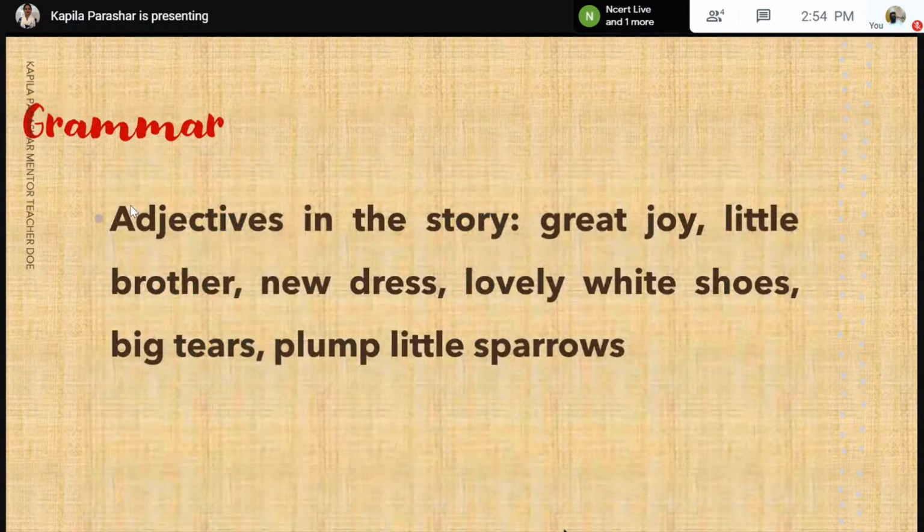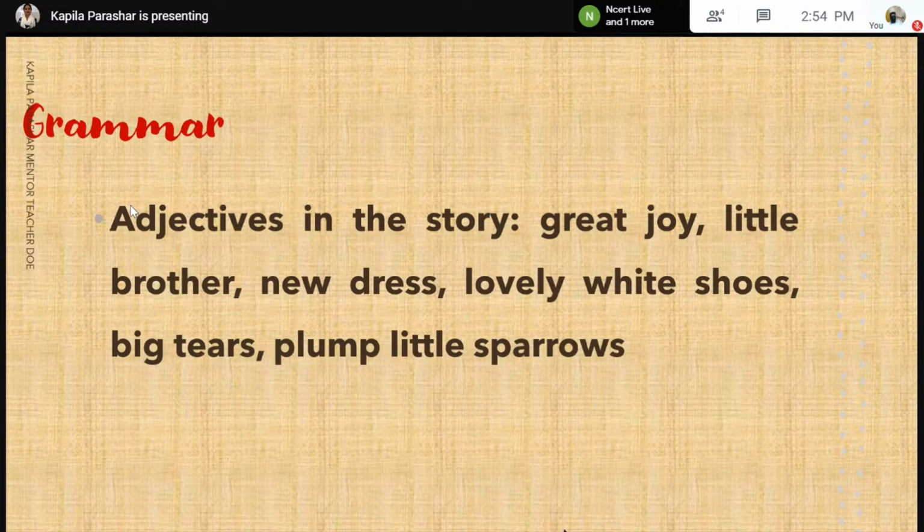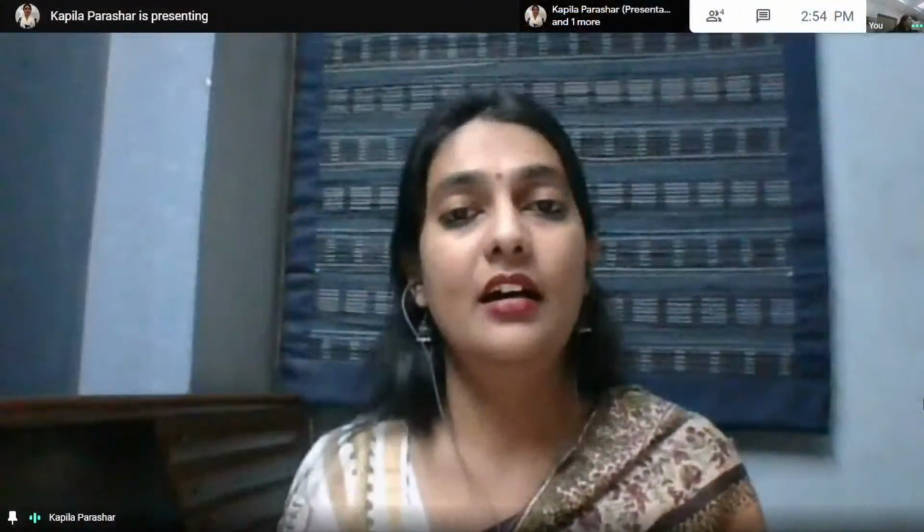And then there is more language learning through the story. There are multiple adjectives in this story. Some examples are great joy, little brother, the dress is new, and the shoes that Nina's mother points out in the market are white and lovely. And when Nina is telling her mother about the sparrows, big tears roll down her cheeks, and when she comes back, the little sparrows turn out to be plump. Right. So with these adjectives, students can even make their own sentences. Yes, certainly. Thanks for this suggestion.